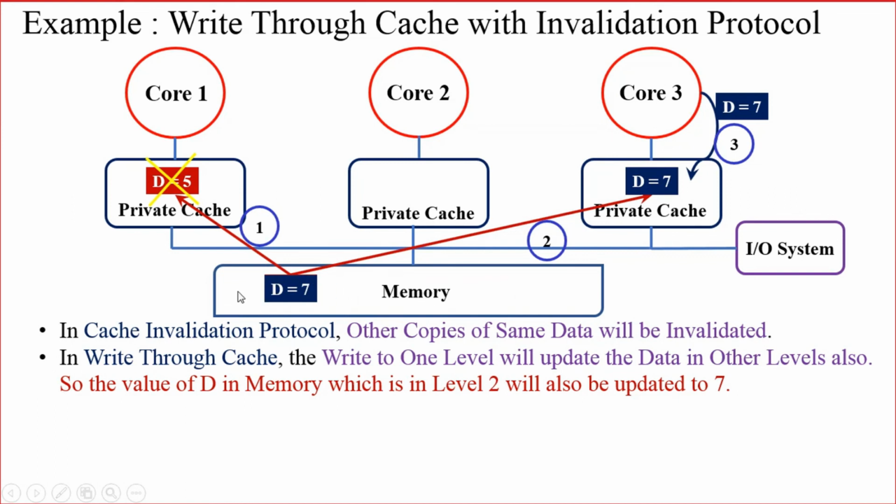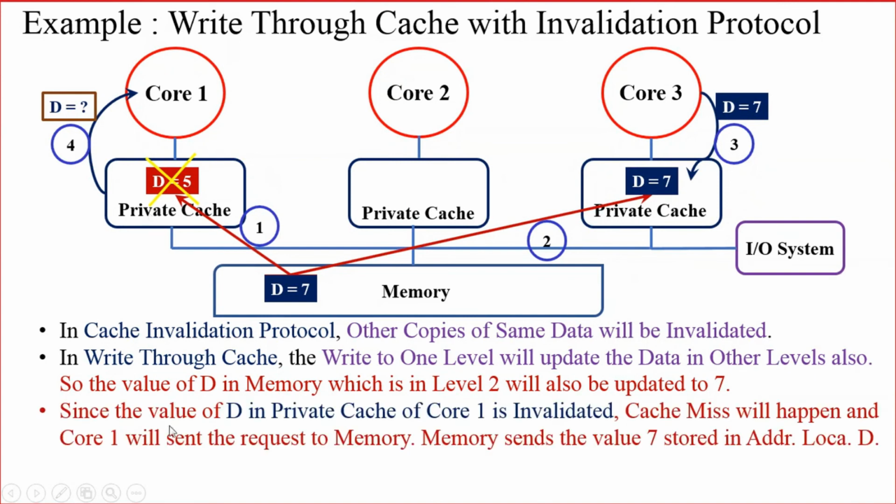So here the memory is present at the L2 level, so that also will be updated. Both the private cache data and the memory will be updated. Why? Because we are using a write through cache. Then in the next case, core 1 is trying to read the data from its private cache. But what happens? The data has been invalidated. That means the data is disabled.